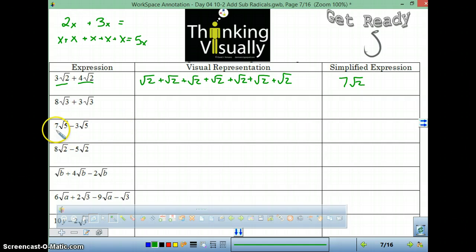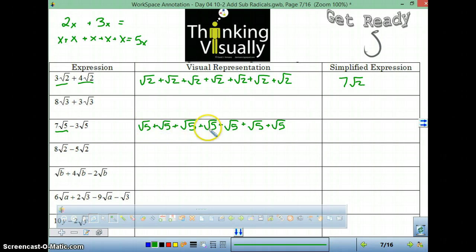Let's say I start with 7 root 5's. Root 5 plus root 5 plus root 5. Boy, this gets tedious, doesn't it? The good news is you don't actually have to show all these steps. This is just a visual representation to teach you the concept, but it's going to be really easy just to skip straight to the answer without going through all this.